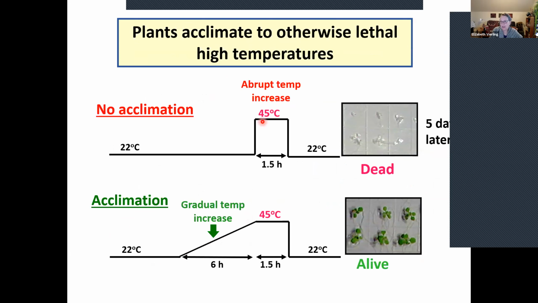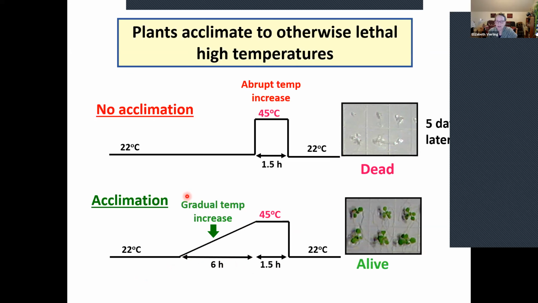So if you put an Arabidopsis plant at 45 degrees abruptly, and then look at it 5 days later, it's dead. However, if you allow the plant to gradually increase to that temperature, just like you saw in the previous slide for what's happening in the field, the plants survive. So we've been fascinated as to what's happening in this really short time frame during a day that makes the difference between life and death for a plant.